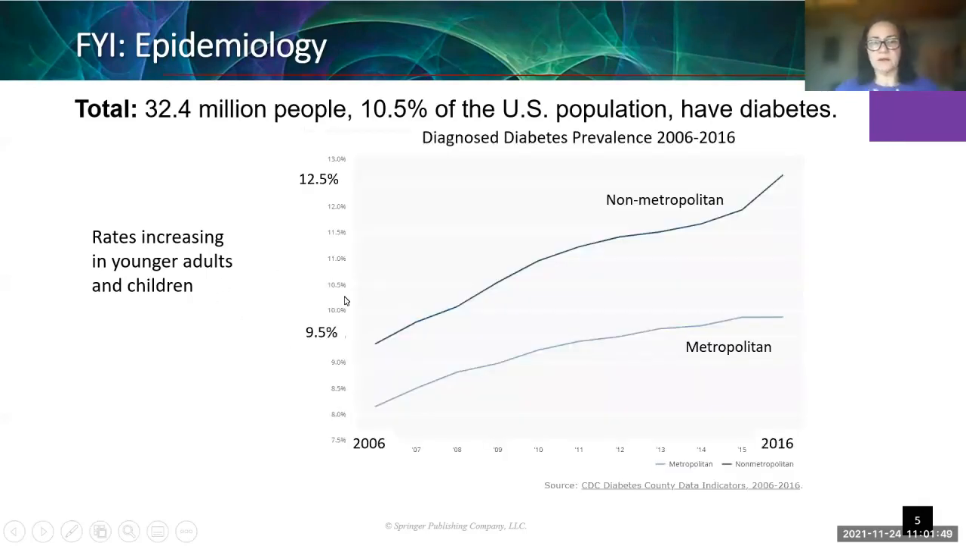So here's a graph of some data from between 2006 and 2016. This is the most recent data I could find. This is from the CDC website. There's been a significant increase in both cities and rural areas. But we're looking at almost 10% of the population in metropolitan areas, and in rural areas, well over 10% of the population is already diagnosed with diabetes. At least 10% of the population, if not more.